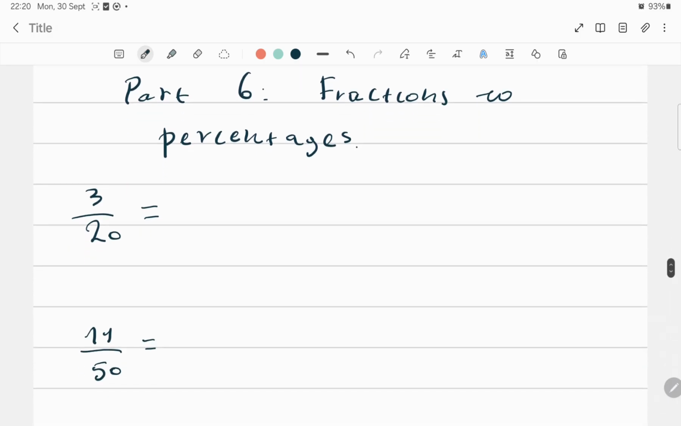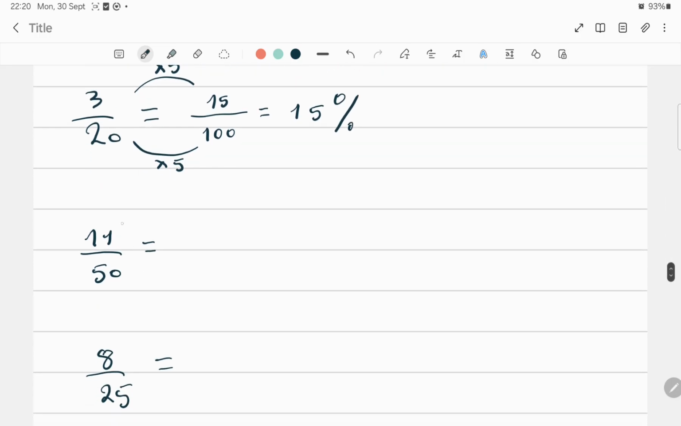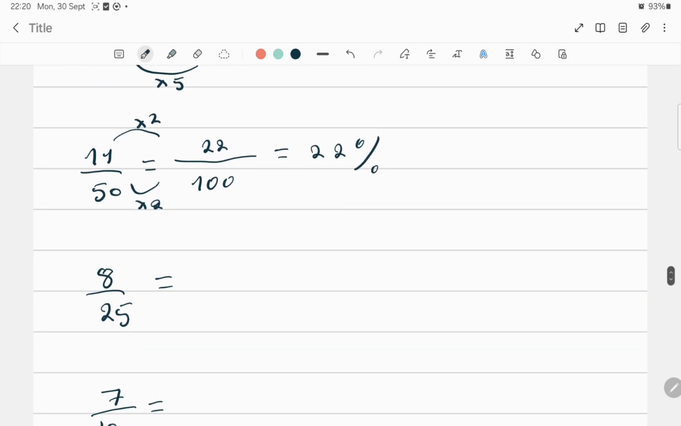Fractions to percentages, we need to make sure that the bottom part is 100 here. So we need to multiply times 5 this one, and times 5 this one. So it's 15 over 100, 15%. 11 over 50, we need to multiply both times 2. The bottom part is 100, 22 over 100, which means it's 22%.